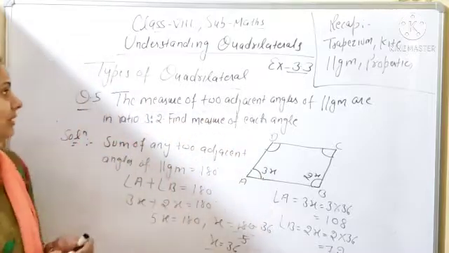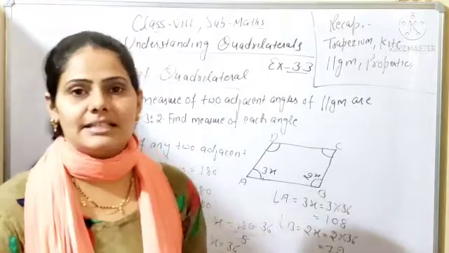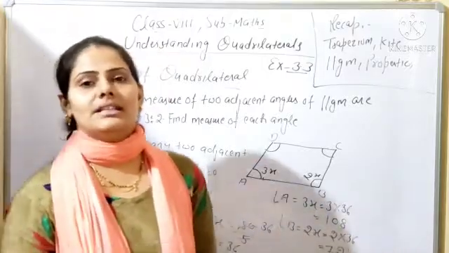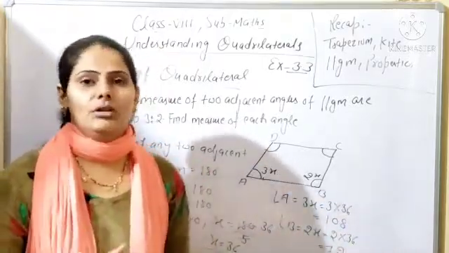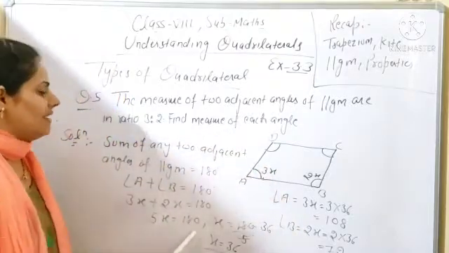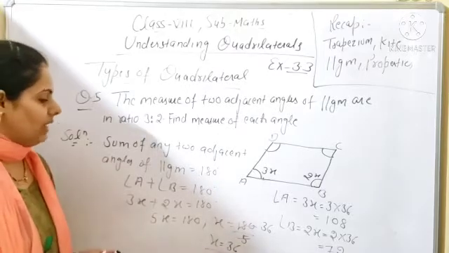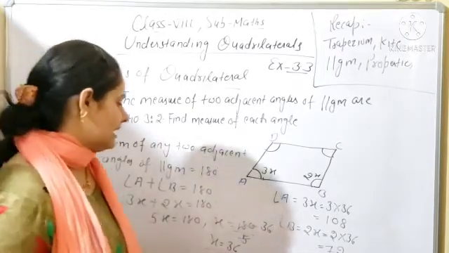Clear? So first, beta, if the angles are given in ratio, you can assume x. After that you will apply the properties. Sum of any two adjacent angles will always be equal to 180 degrees. So 3x plus 2x is equal to 180. 5x is equal to 180. So what will be the value of x? You can say 180 divided by 5, so it will be 36.